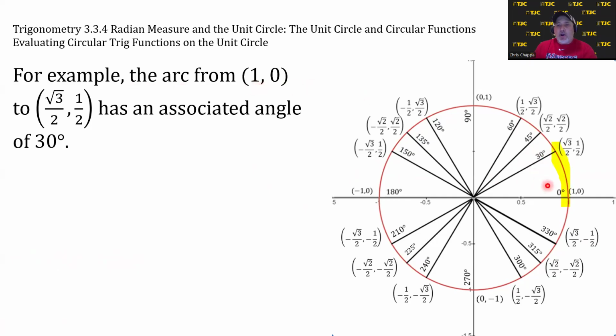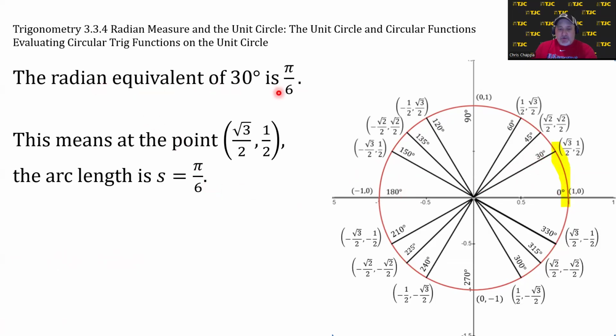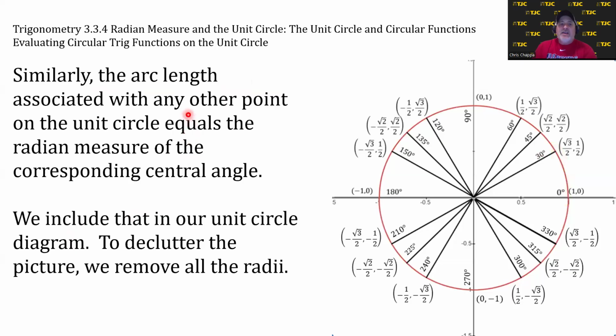For example, the arc from (1, 0) to (square root of 3 over 2, 1/2) has an associated angle of 30 degrees. The radian equivalent of 30 degrees is pi over 6. This means at the point (square root of 3 over 2, 1/2), the arc length is s equals pi over 6. Similarly, the arc length associated with any other point on the unit circle equals the radian measure of the corresponding central angle. We include that in our unit circle diagram, the radian measures.